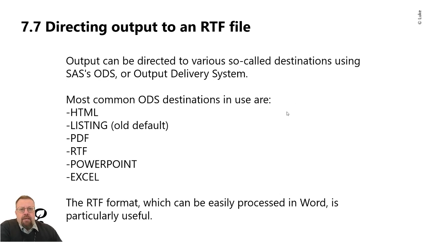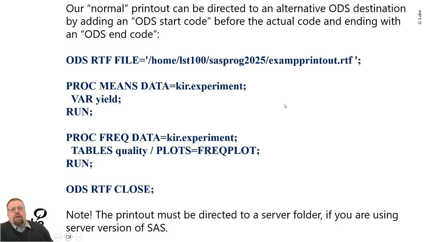And here is an example of how we can redirect our output to this RTF file. Basically, we just need this start code and ending code, meaning this ODS RTF statement and ODS RTF close statement. And all the SAS code we have between those two, their output will be put into the RTF file.